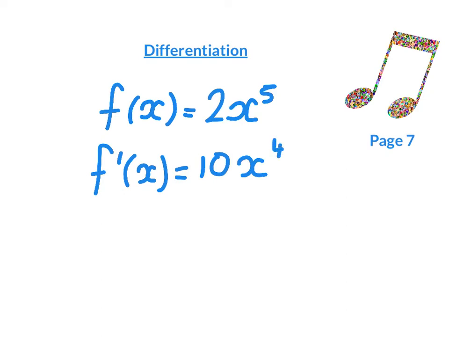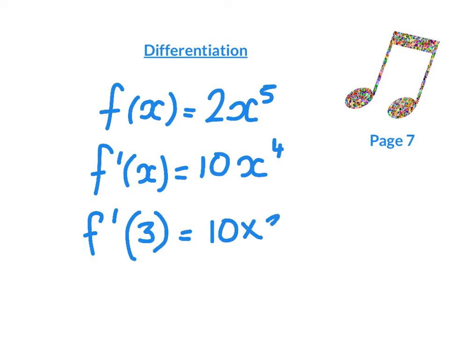Now I want to know the rate of change exactly at the point when x is equal to 3. So instead of f dashed x, I want to know what's f dashed 3. And I'm just substituting 3 in to x at this point. So 10 times x to the power of 4 becomes 10 times 3 to the power of 4.